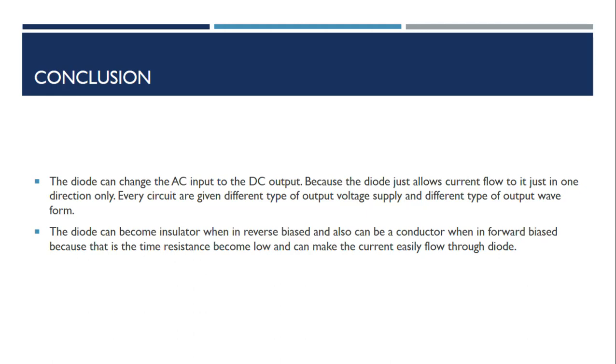So lastly, the conclusion. The diode can change the AC input to a DC output because the diode only allows current to flow through it in one direction. Every circuit gives a different type of output voltage supply and different type of output waveform. The diode can become an insulator when in reverse bias and a conductor when in forward bias, because at the same time the resistance becomes low and the current can easily flow through the diode.